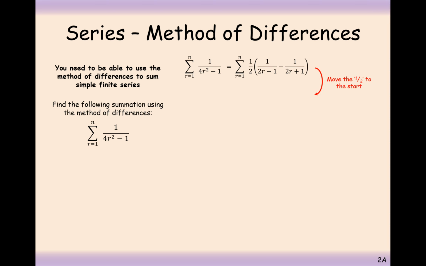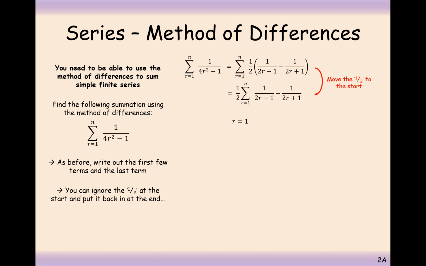What we'll probably do first is we'll move the half to the front and then just think about what this thing here is, and then bring the half back in at the end. So for r equals 1, just ignoring this half for now, we'll bring it back in later on, it's going to be 1 over 1 minus 1 over 3. Substituting 2 in, we're going to get 1 over 3 minus 1 over 5. Substituting 3 in, we're going to get 1 over 5 minus 1 over 7. If we carry on doing that, substituting n in, we're going to get 1 over 2n minus 1 minus 1 over 2n plus 1.